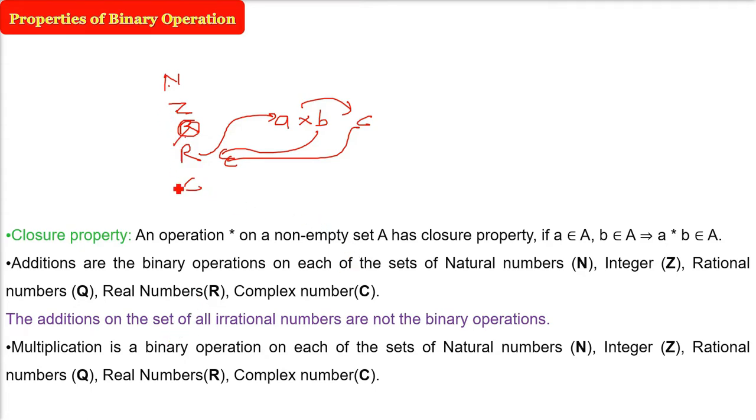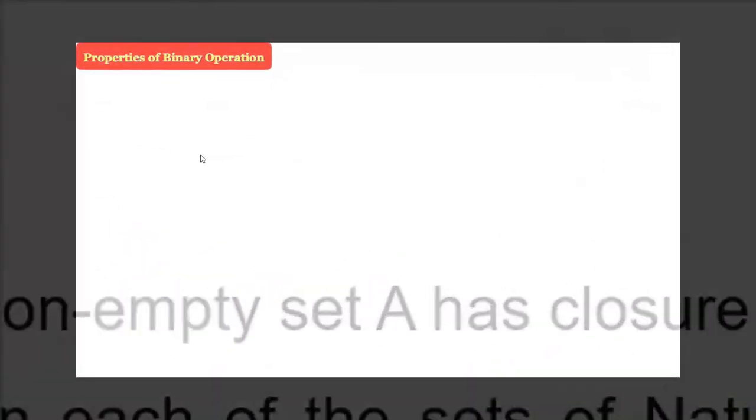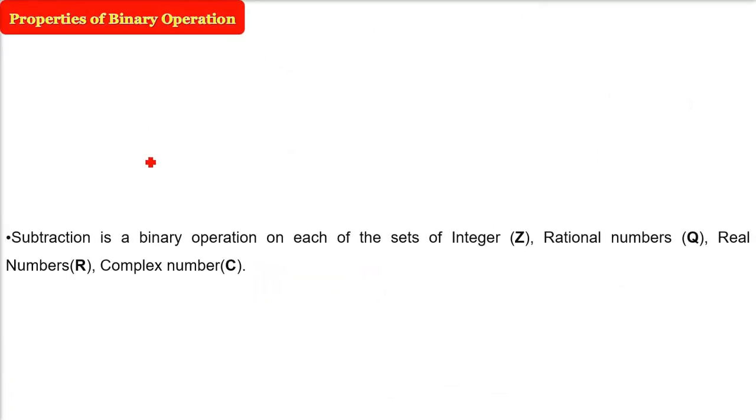So multiplication is also holding here for N, Z, Q, R, C, but multiplication is not valid for irrational numbers. It's not a binary operation. Then we have the subtraction. Subtraction is a binary operation. On which set? The integers Z, the rational numbers Q, the real numbers R, and the complex numbers.